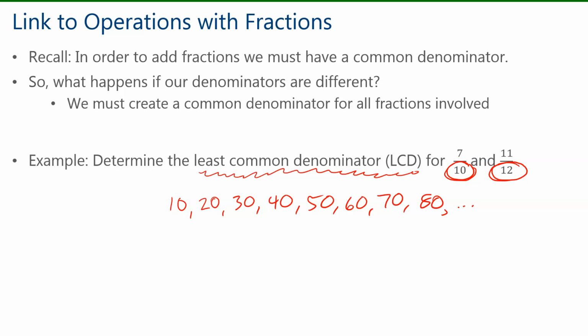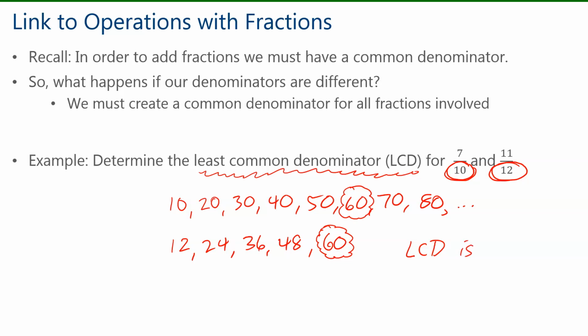So now I do my multiples of 12. 12, 2 12s, 3 12s, 4 12s. Nothing in common yet, but when I do 5 12s, I get a 60. And there's a 60 in my top list. So the LCD, the least common denominator, for my two fractions will be 60.